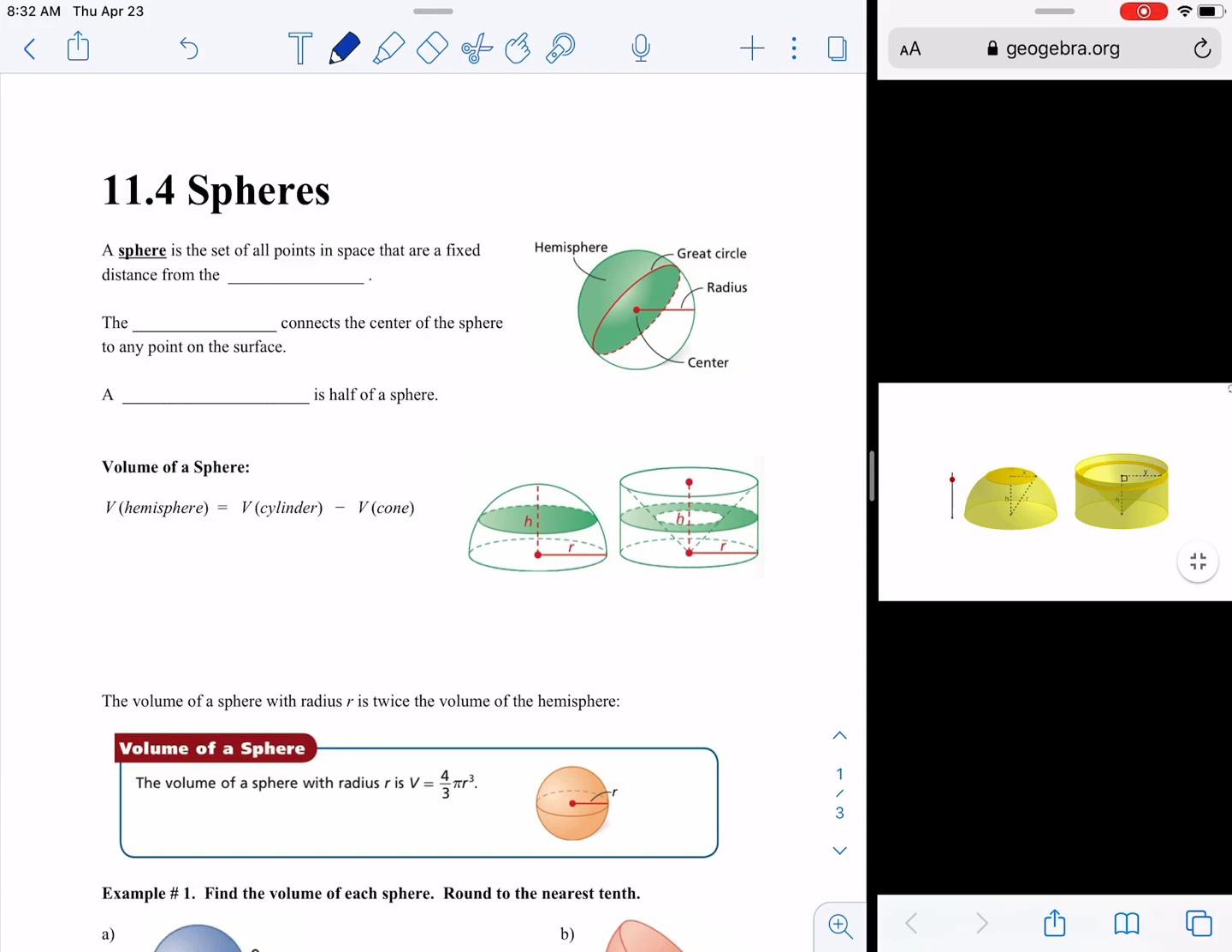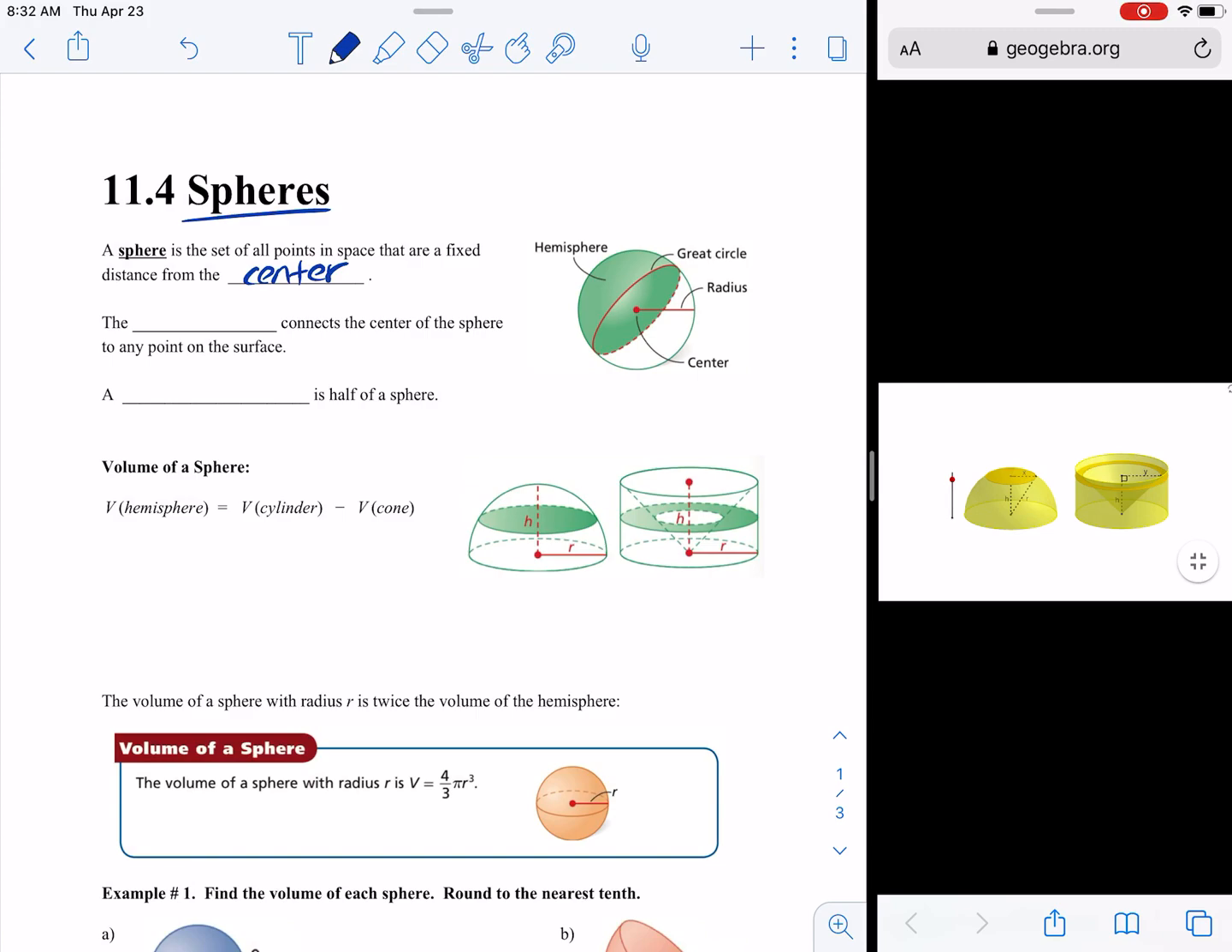Okay, so the last solid we have for Unit 11 and finding volume is finding the volume of spheres. And a lot of the formulas and terminology and vocab are very similar to that of a circle, because a sphere is just your three-dimensional circle. It's a set of all points in space that are a fixed distance from the center. So you should recognize that that definition is pretty similar to that of a circle.